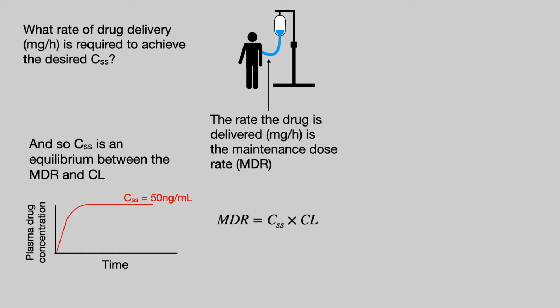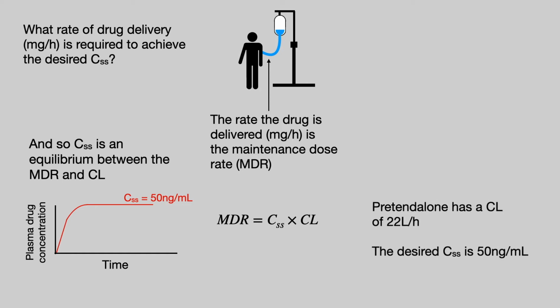We can therefore say that the MDR equals the steady state concentration multiplied by the clearance. For pretendolone, the clearance is 22 litres per hour. We know that our desired steady state concentration is 50 nanograms per mil. Pop that into the equation and we end up with an MDR of 1.1 milligrams per hour. So if we continuously infuse our drug with an MDR of 1.1 milligrams per hour, we should reach a steady state concentration of 50 nanograms per milliliter.